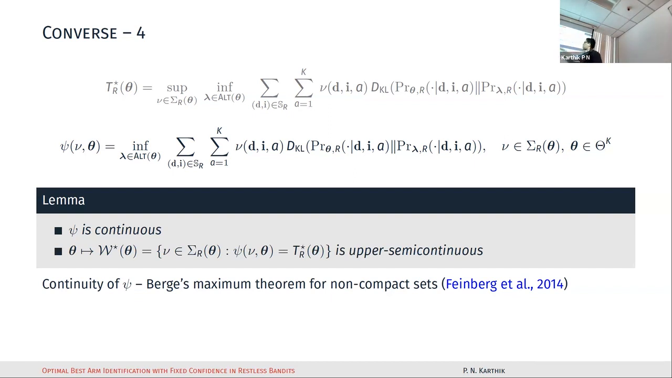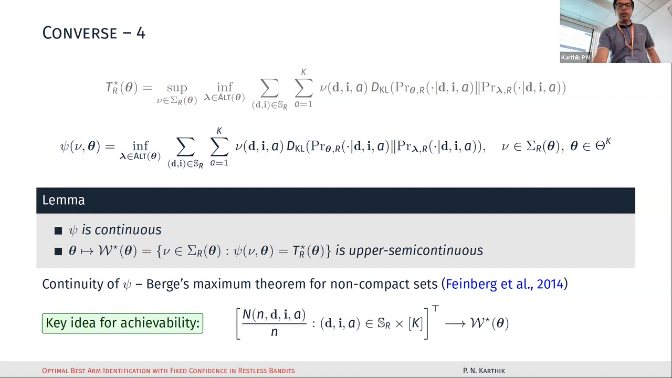So if you look at the theta to W star of theta mapping, that is upper semi-continuous, or upper hemi-continuous, if you want to call it. That is what it is. And here, if you recall in the IID setting, the key idea for achievability was that the empirical proportion of arm selections should converge to the optimum distribution. Here, it's not just arms, it is state action. Empirical state action proportions should converge to the correct set. Okay, this is the most important difference between IID and Markovian settings.